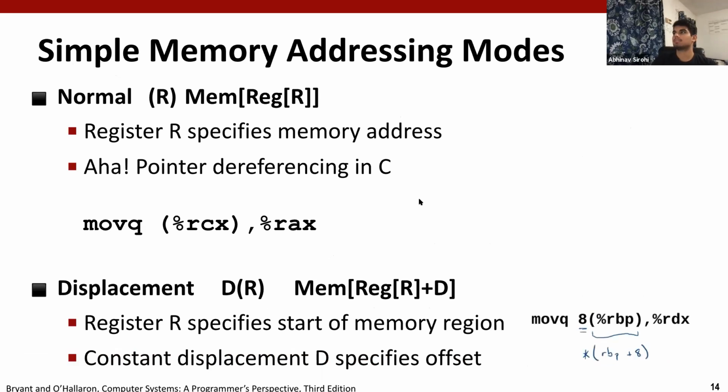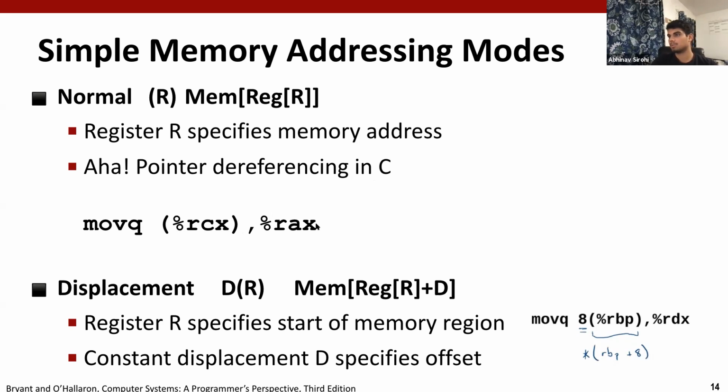And then we have simple memory addresses, where if you have a memory address R, that means it's in memory, the value at register R. This will make more sense once we get to the next slides where we go into more complex memory addressing. And we could see how this is like pointer dereferencing in C. If you dereference RCX using parentheses, you can move the value into RAX.